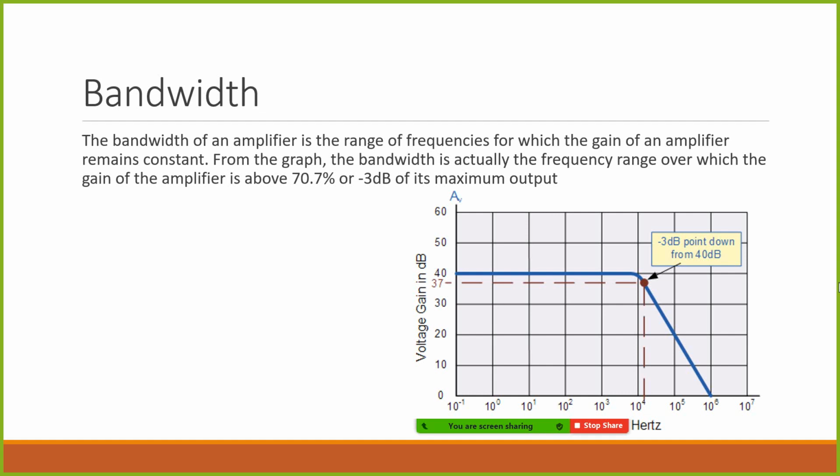So this is now another very important aspect. We have been talking about bandwidth, and now, in order for us to be accurate about the range of frequencies that makes up the bandwidth, we have to take into account this information here. So let's imagine that we're looking at this graph. We're seeing that the line is constant right here, which just pinpoints that my gain is 40 decibels.